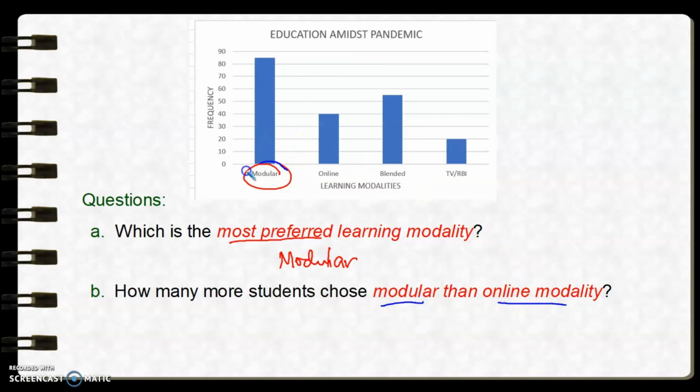So ipili natin yung modular at online. We get the difference. So modular is gitna siya ng 80-90. This is 85. Less online, this is 40. So the difference would be 45. 45 students chose modular than online modality. Okay, so the difference, we have to get the difference. So there you have it.